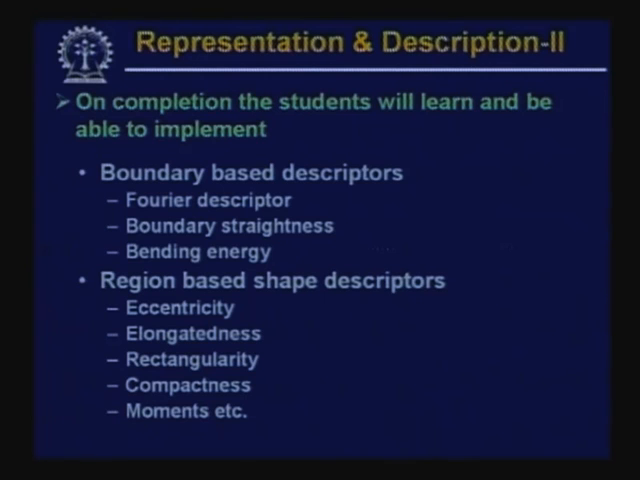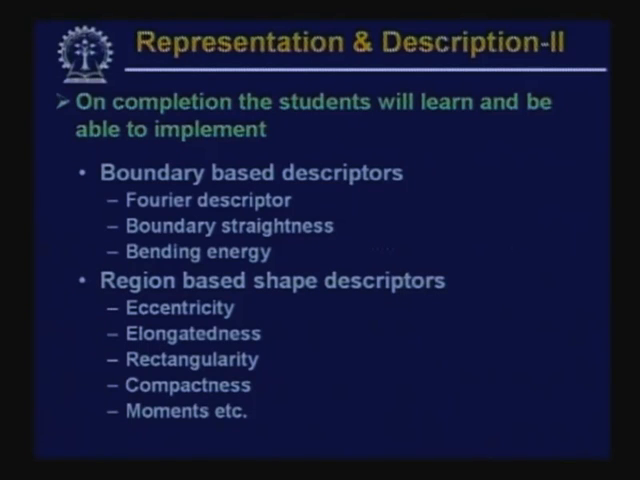One of the boundary based descriptors we will talk about is what is called a Fourier descriptor. We will also talk about another descriptor, which is called boundary straightness, and the other kind of boundary descriptor that we will talk about is called bending energy. Then, as we have said, all these boundary based descriptors essentially capture the shape information of the object region.